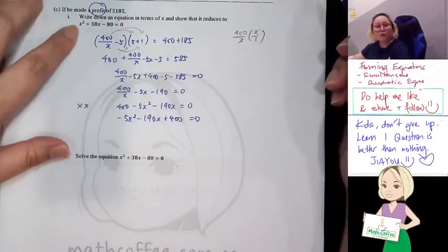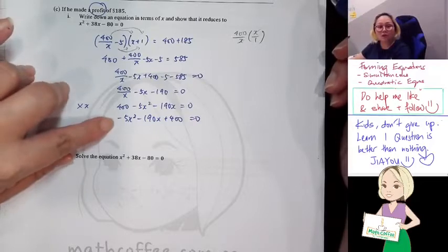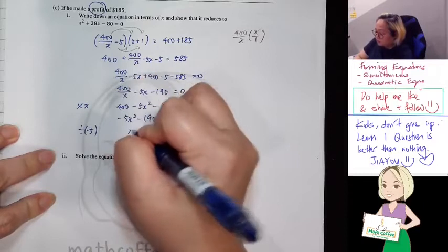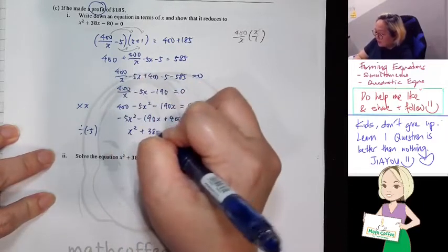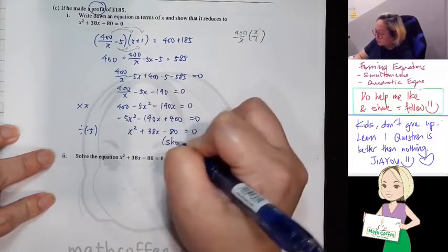So look at the equation they asked me to form. It's x squared. So now it's minus 5x squared, so I'm going to divide by negative 5 throughout. So x squared plus 38x minus 80 equals to 0. So happily, shown.